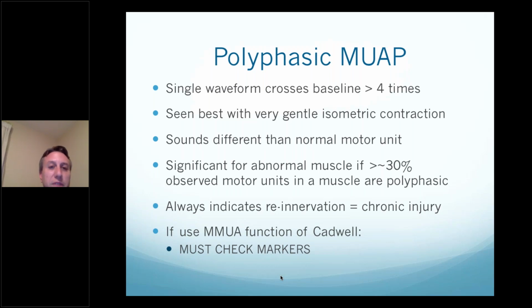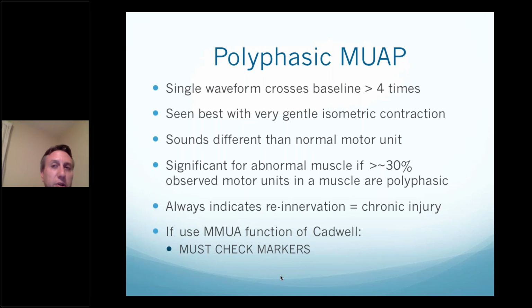It also sounds different from a normal motor unit because it sounds almost double, like 2 cards in the spokes as opposed to 1 card in the spoke, a double kind of sound rather than a single popping sound. However, polyphasics are not always abnormal. You can have a certain percentage of motor units within one muscle being polyphasic, and that's okay.